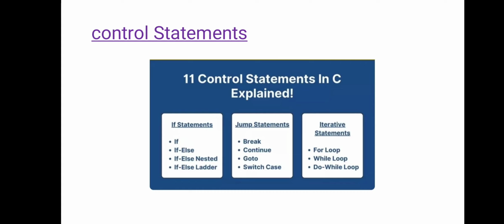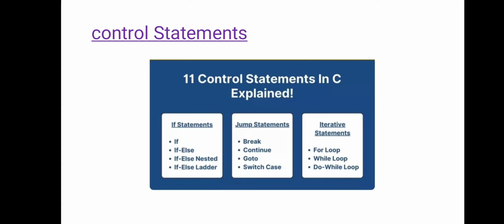And the next one is control statements. In C programming language we have 11 control statements. In this there are three types: if statements, jump statements, iterative statements. If means it checks the condition. If the condition is true, it executes the statements in that if condition block.